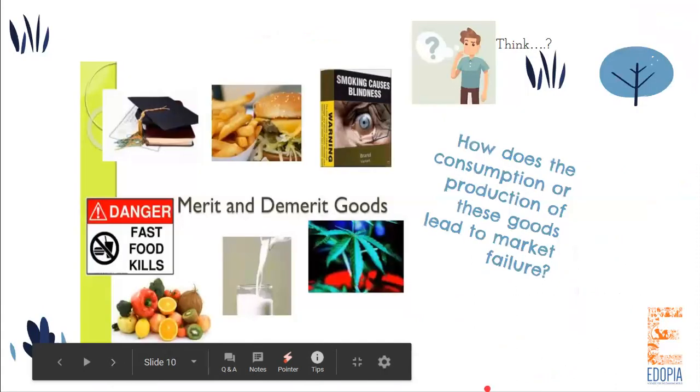This is the picture in which there are different situations given, different pictures given. In this, you have to explain how the consumption or production of these goods leads to market failure. Like each one of them, you have to explain individually.